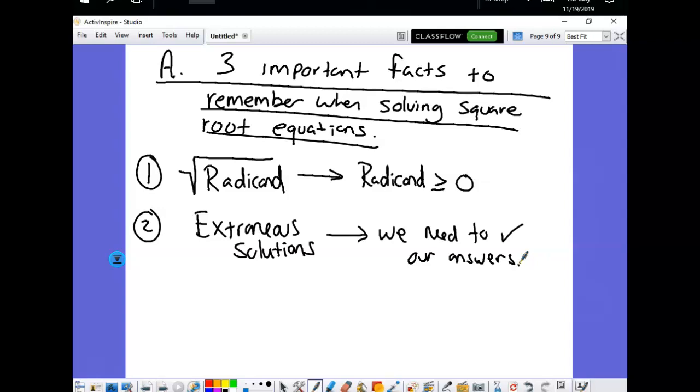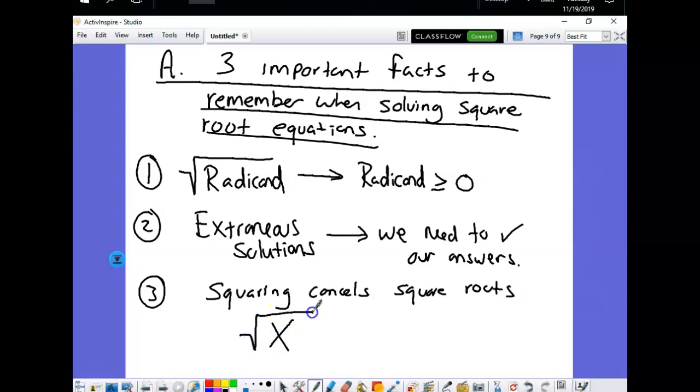That's the second important thing. The third important thing is, what cancels a square root? What's the opposite of taking a square root? Squaring it. So squaring cancels square roots. So in other words, if you have the square root of x, if you square that, the square cancels the square root.